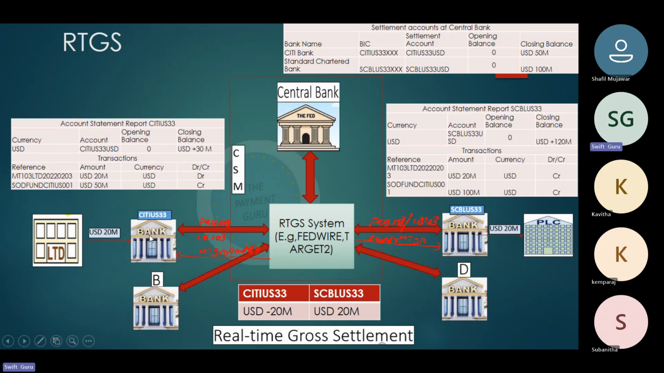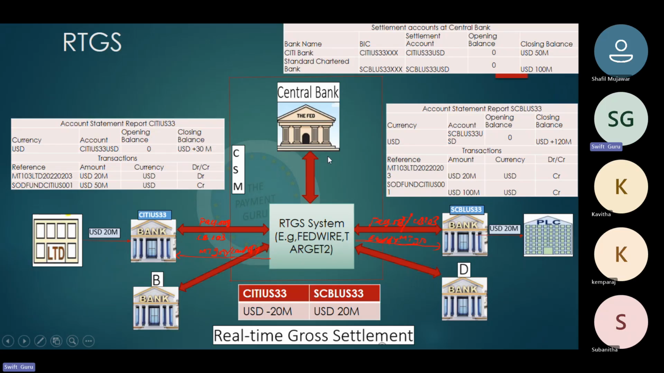So CTS Bank received an instruction from this LTD corporate customer, and after that they create a message. Now the message template can be anything. It can be in MT message format, it can be in MX message format, it can be Fedwire message format. Message is a communication that some amount has to be paid to the other party, and the party information will be available in that. So that message communication goes into the system. The system will then check with the central bank whether sufficient funds for the CTS Bank are available or not.